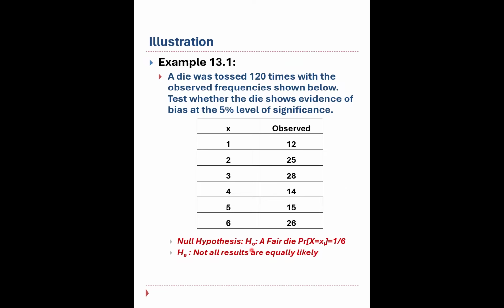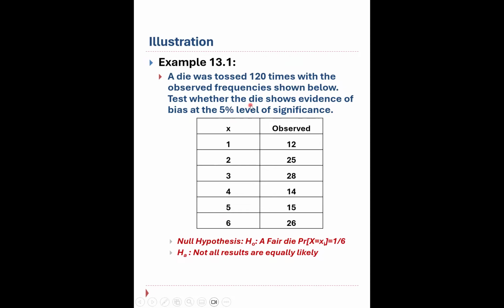Now there is the third example that I selected to be demonstrated at the end. Professor De Corsi introduced that one at the very beginning of the section. So the last one in this session: a die was tossed 120 times with the observed frequencies shown below. Test whether the die shows evidence of bias at 5% level of significance.